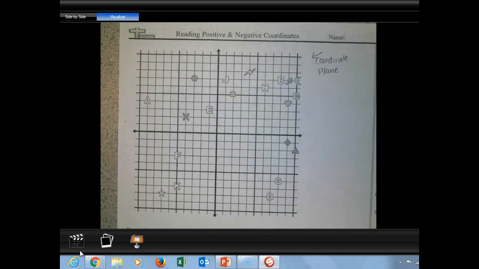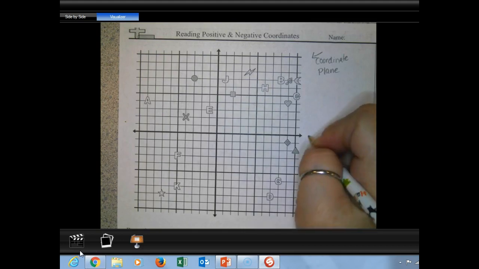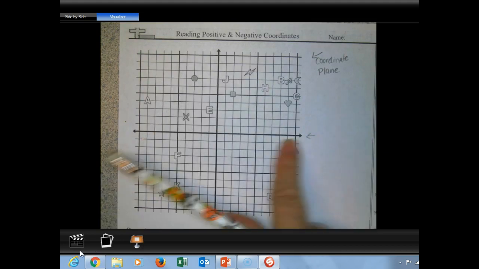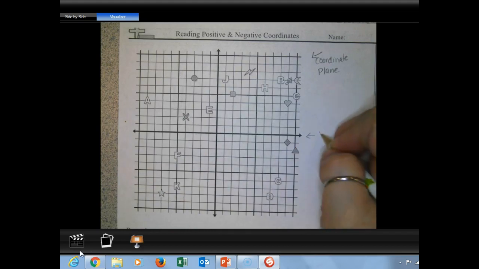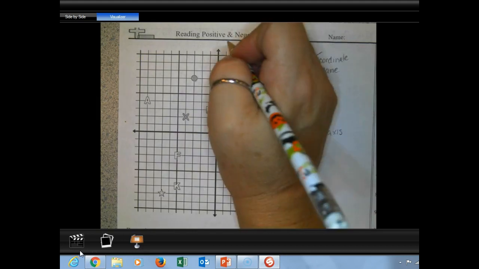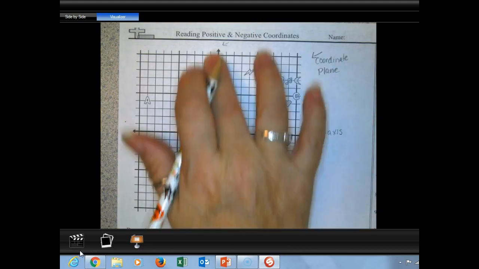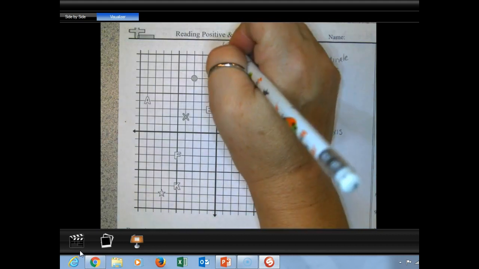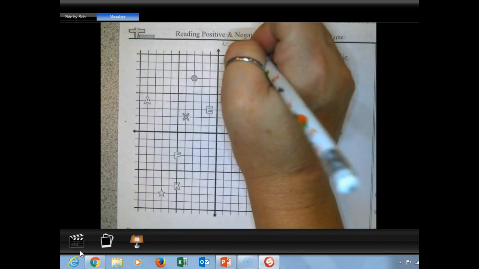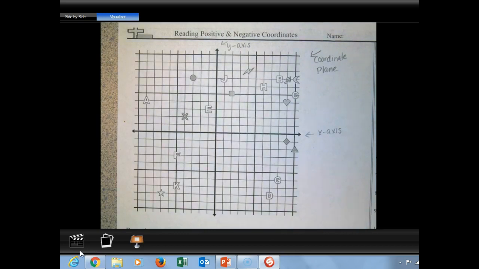Okay, you guys should be labeling yours. This one here that goes horizontally is the x-axis. This one here that goes vertical is the y-axis. Everybody got that written down?